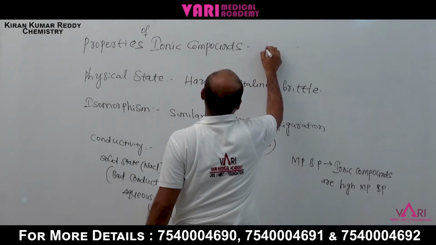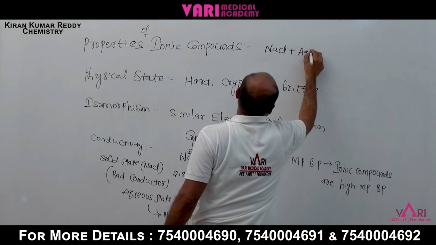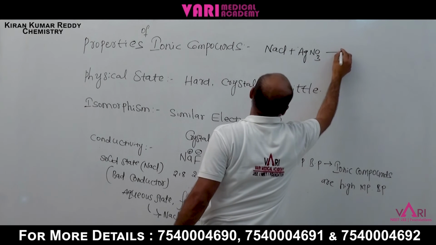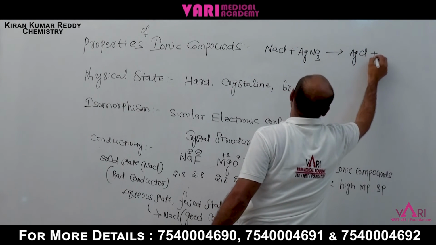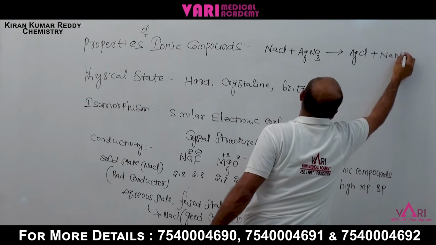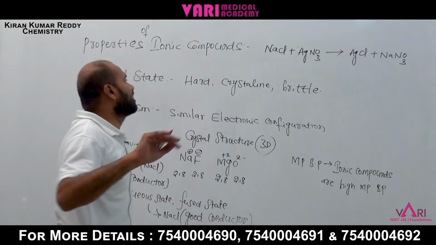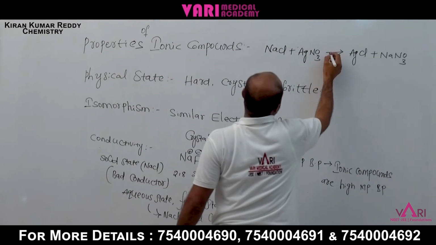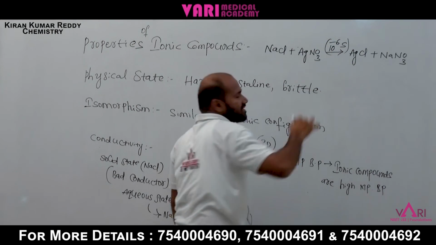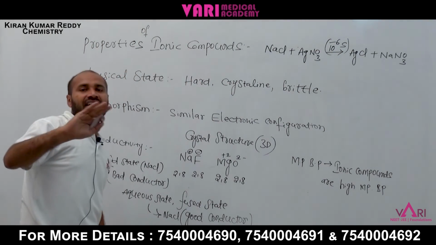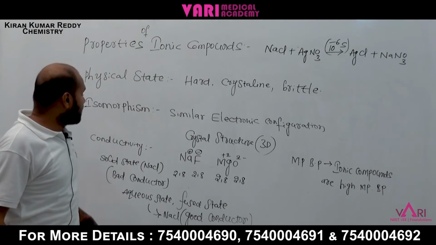Ionic reaction, for example, NaCl with AgNO3 gives AgCl plus NaNO3. This is the ionic reaction. For an ionic reaction, we cannot determine the rate, because it is completed in 10 to the power minus 6 seconds. It is a very, very fast reaction. We cannot determine the rate of reactions for ionic compounds. These are the physical properties.